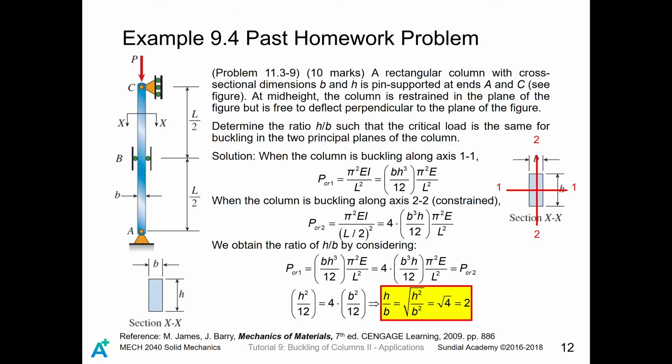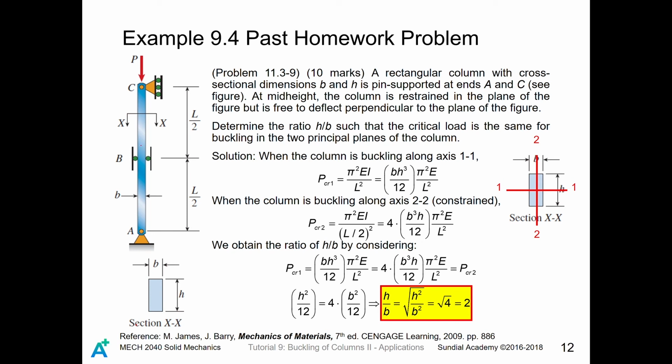So finally, we come to our last problem in this tutorial, which is a past homework problem. So here is a rectangular column with cross-sectional dimension B and H, which is here. It is pin supported on two ends, A and C. At the mid-height, the column is restrained in the plane of the figure, but is free to deflect perpendicular to the plane of the figure.